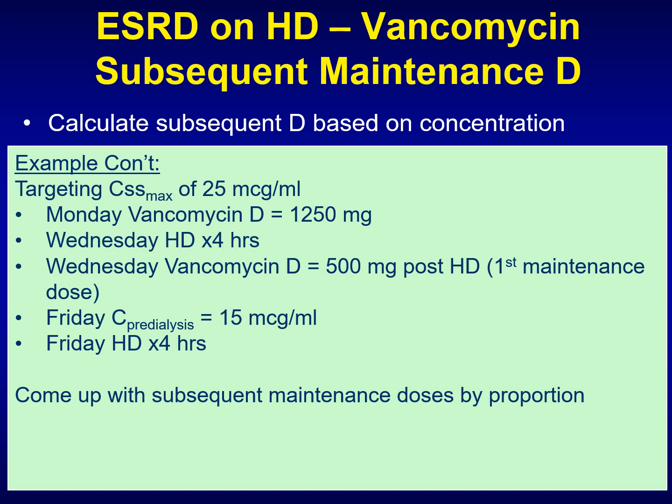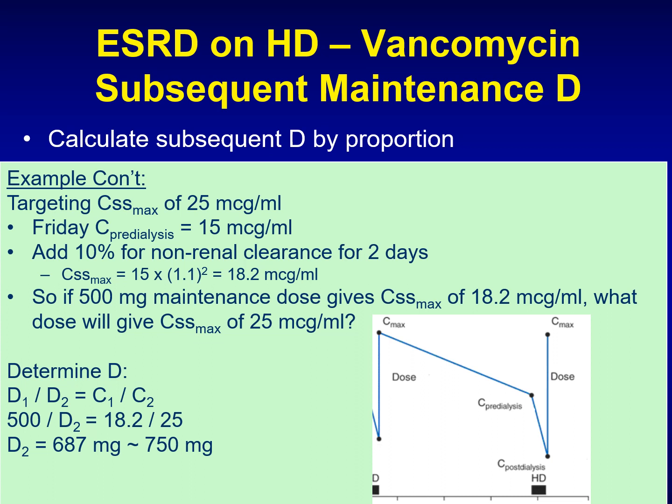We need to come up with a subsequent maintenance dose by proportion. So to do this, we need to extrapolate backwards from our pre-dialysis concentration of 15, extrapolate back to Cmax by adding the non-renal clearance for the 2 days, which we say is about 10% per day. So Cmax is equal to 15, the pre-dialysis concentration, times 10% added back for non-renal clearance for 2 days, 1.1 to the exponent of 2, which gives us a Cmax of 18.2. So the 500 milligram maintenance dose gave us a Cmax of 18.2. What dose will give us a Cmax of 25?